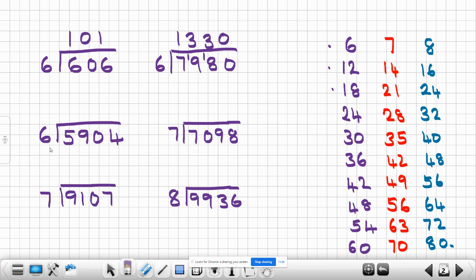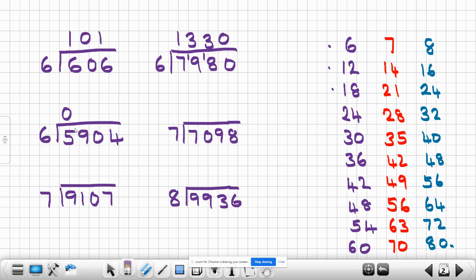This time we're going to do 5,904 divided by 6. 6 into 5, no, we cannot get a whole 6 out of 5. And if you want to, put a 0 there just to say you've dealt with that place value.